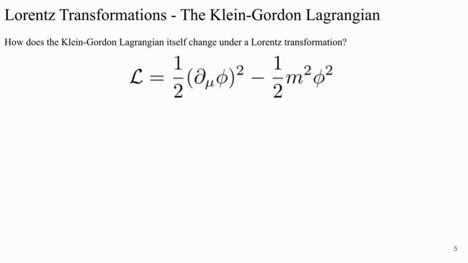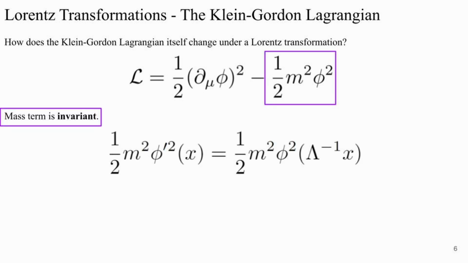So now our goal is to show that the Klein-Gordon Lagrangian is itself invariant under a Lorentz transformation. So to show that the Lagrangian is invariant, we just need to show that the kinetic term and mass term both take on the same form after applying the Lorentz transformation. So we can do this trivially for the mass term, as it's just a function of phi, and we can just apply the transformation to the coordinates, as we did in the previous slide.